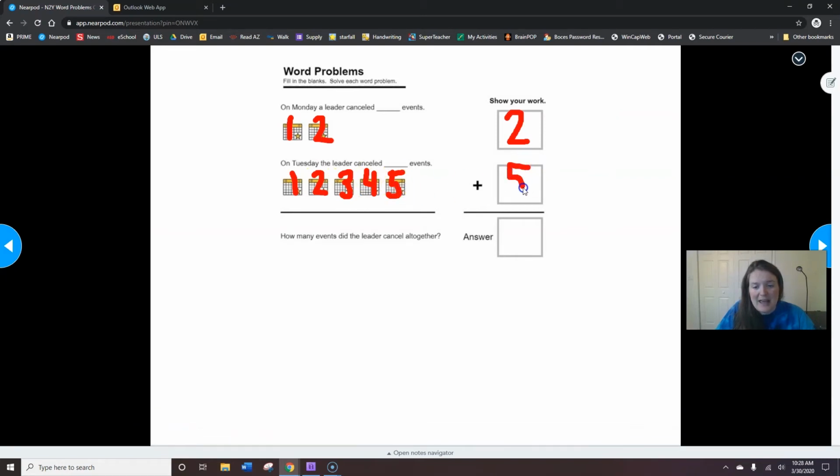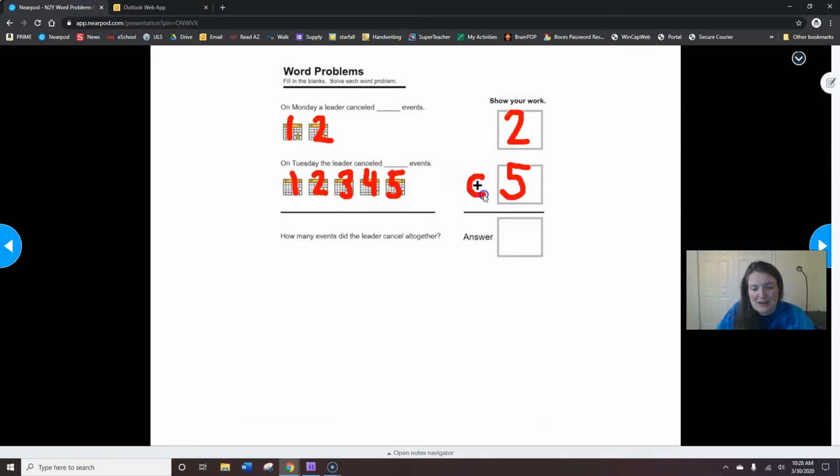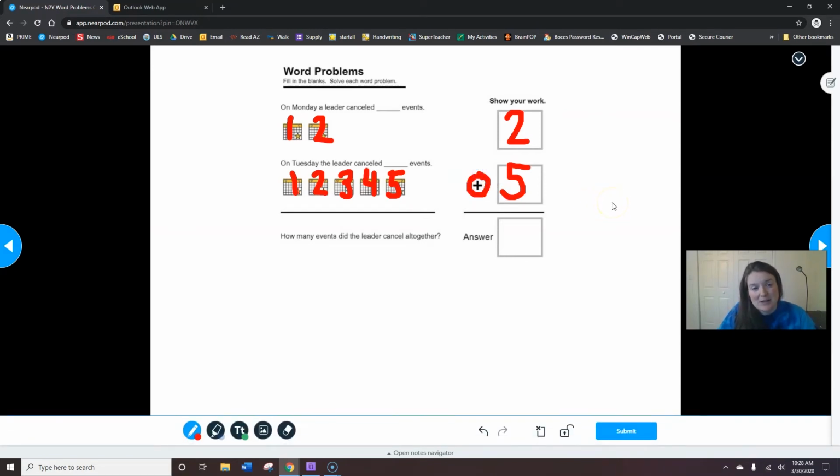So when we add, I know we're adding because of this symbol right here. When we put it in the calculator, sometimes we say plus, but plus and adding are the same thing. When we add, we're going to have a bigger number. How many events did the leader cancel altogether? Okay, what do I have here? I have my handy dandy pens.